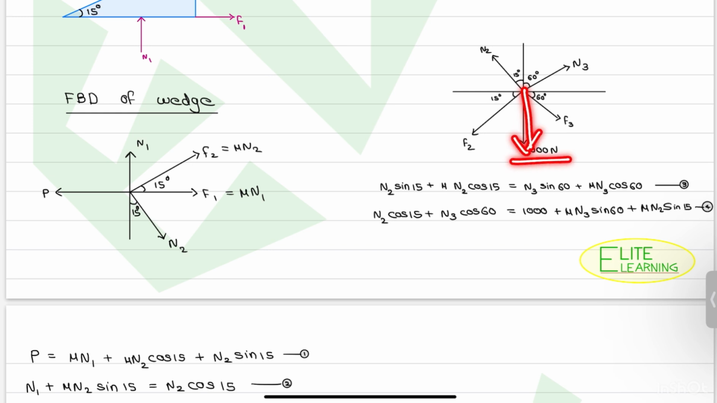Along the y direction we will get 1000 newton on one side, plus F3, represented as mu N3, whose vertical component is sin 60. From this, mu N2 sin 15 degrees will be the vertical component, and N3 cos 60 will be in the upward direction, and N2 cos 15. So we have created these equations.